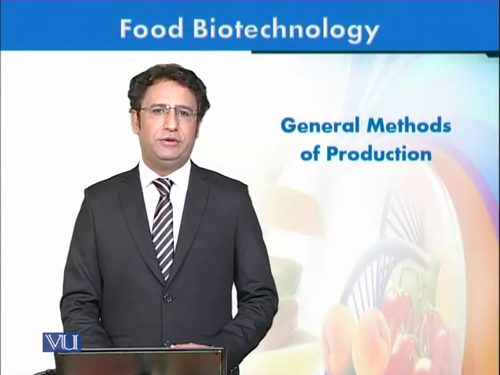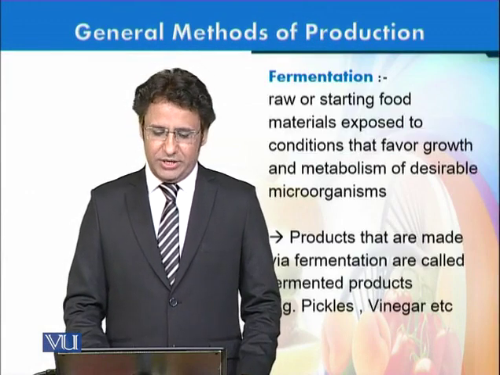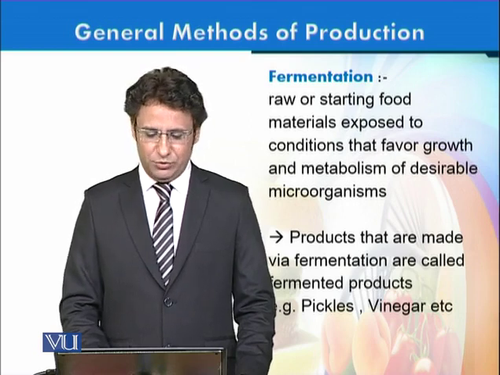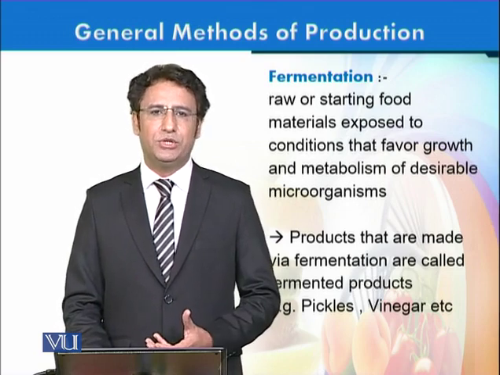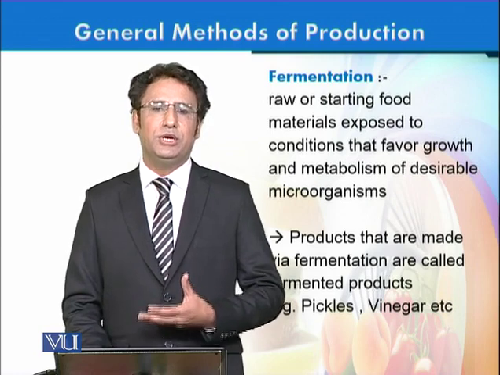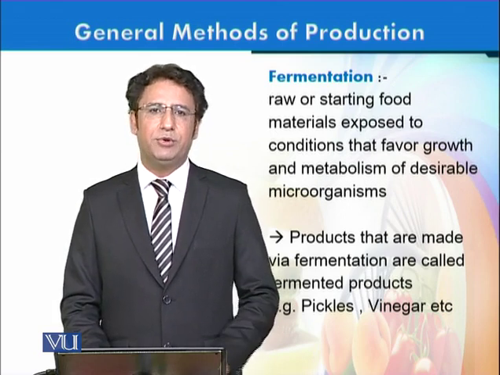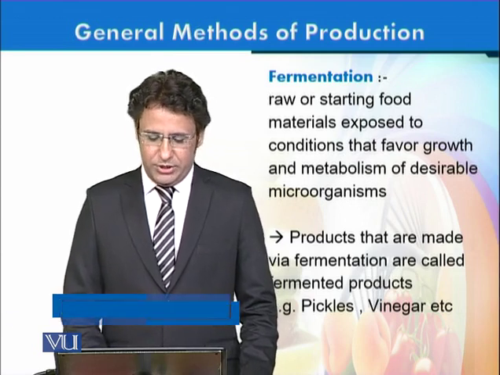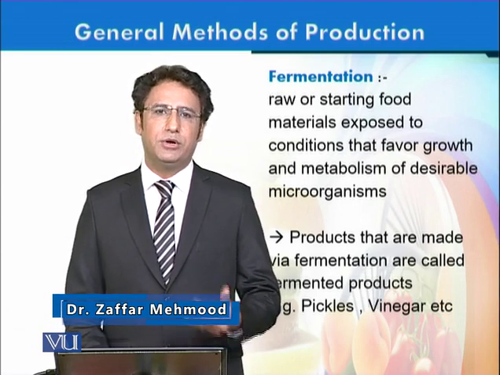Now we would look at general methods of production of fermented food products. As we earlier said, we have to look at the raw material or the starting food material, and that is given specific conditions for the growth of microorganisms. The selected microorganisms need to grow and produce the desirable end byproducts that produce the desirable fermented food products. So the end products would decide what is the final product that we are interested in.